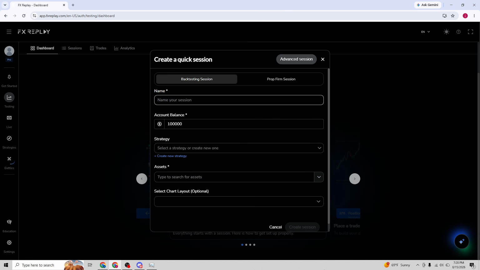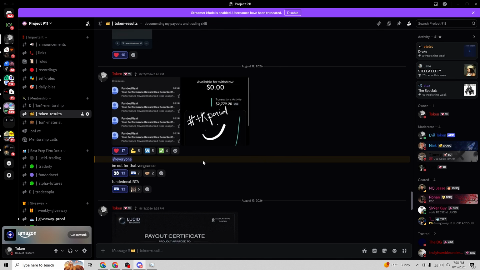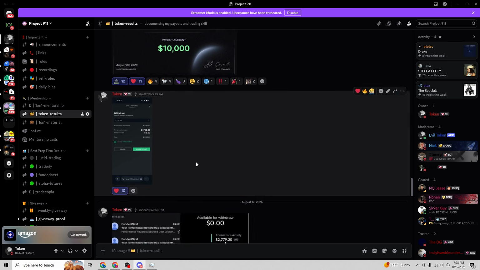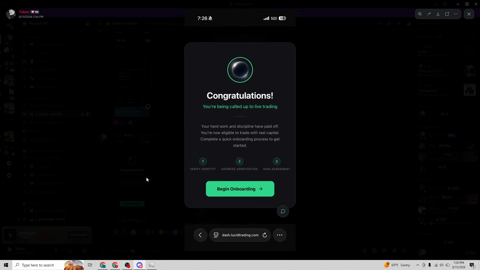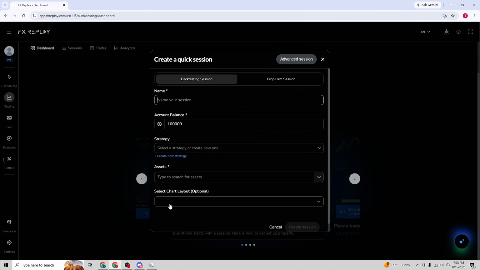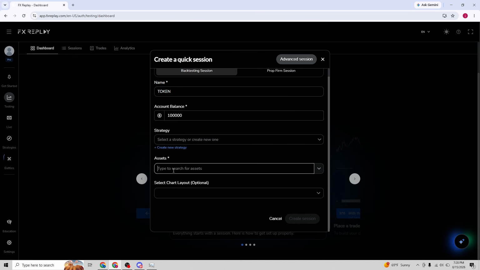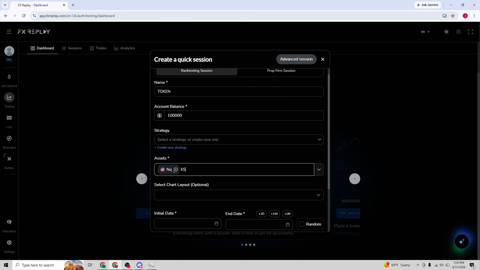Today I'm going to backtest the model that made me over 40,000 in payouts this month. As you guys can see, these are some of the proofs. And I also got moved to live on Lucid this month, which is absolutely insane. But I'm just going to backtest and show you guys the conviction I have in the market and also explain every single trade I take as much as possible.